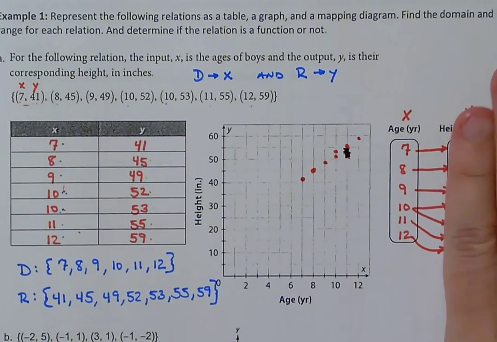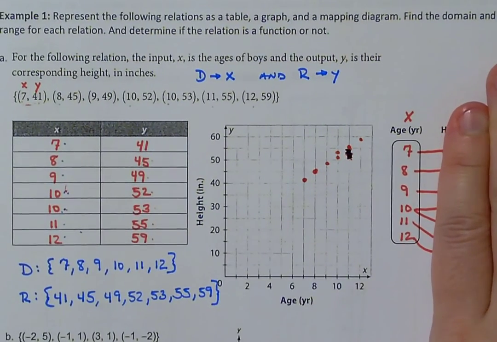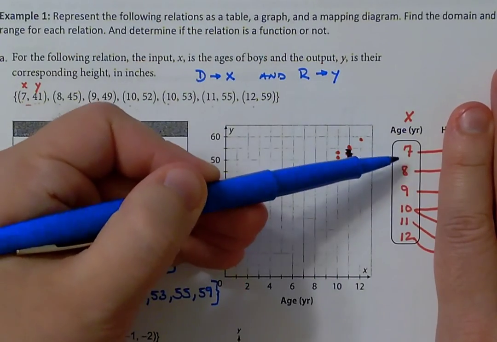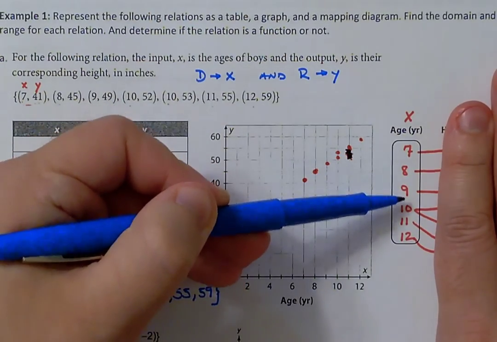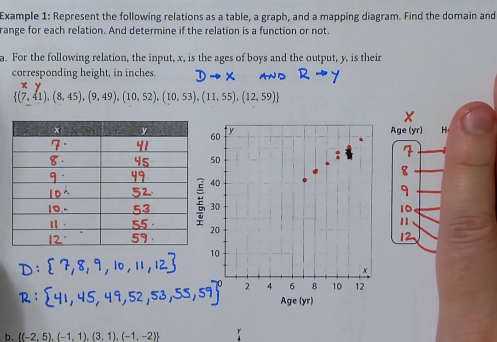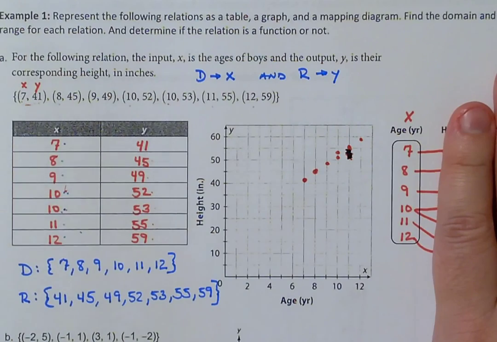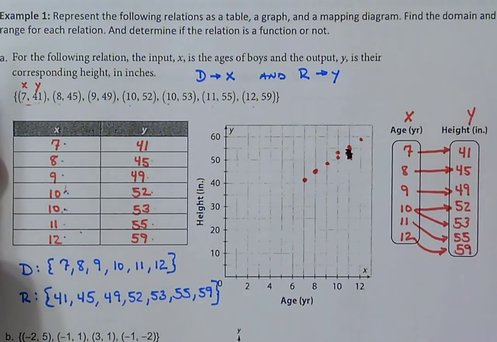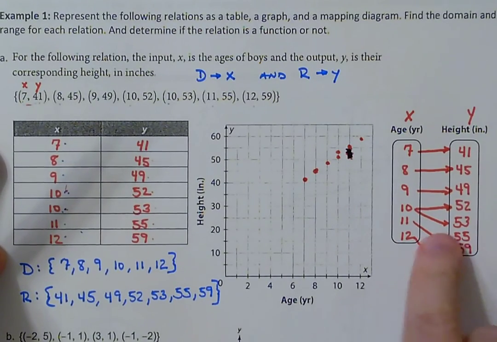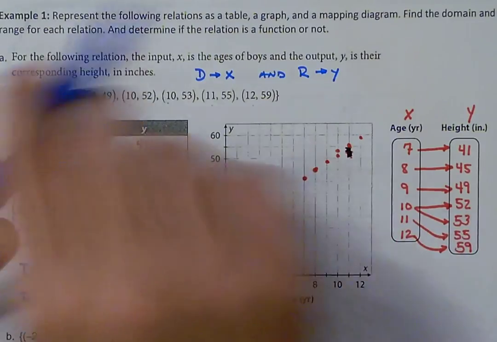Okay, what I want you to do is ignore the right. If we look at the left side, is there any number on the left side that has more than one arrow coming out of it? Okay, 7 has one arrow, 8 has one arrow, 9 has one arrow, 10 has 2 arrows, and 11 and 12 have one. Because 10 has 2 arrows, it has more than one arrow coming out of it. That would be not a function. I don't care if all the arrows go to the same number on the right. It only matters if you have more than one arrow coming out the left.